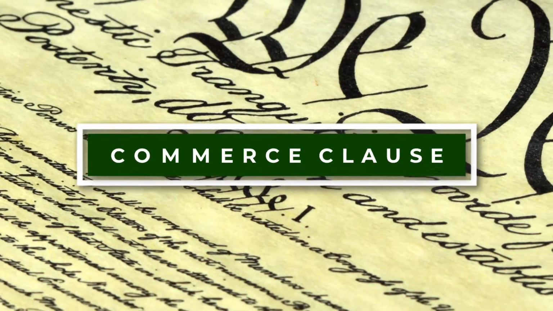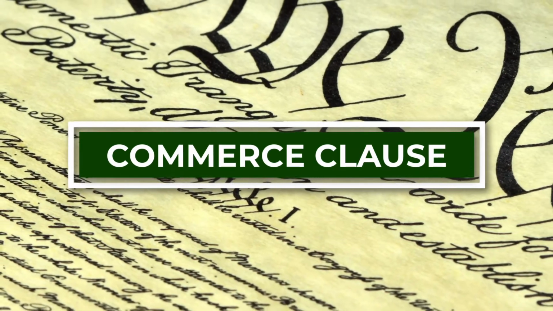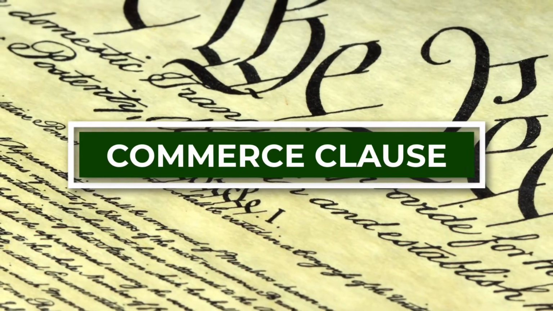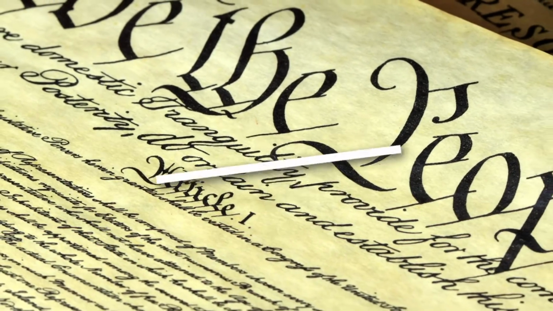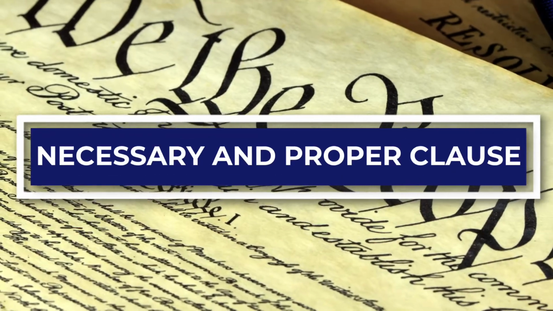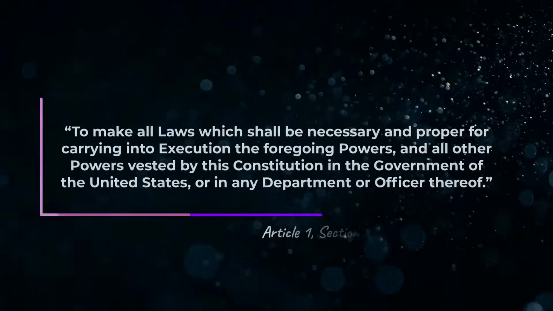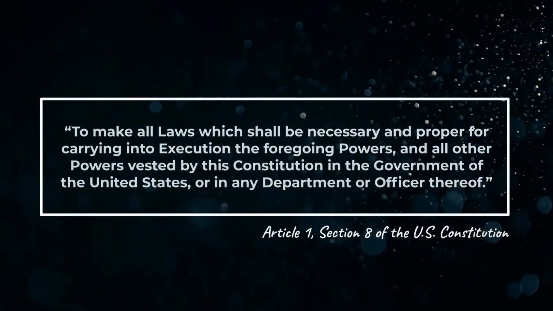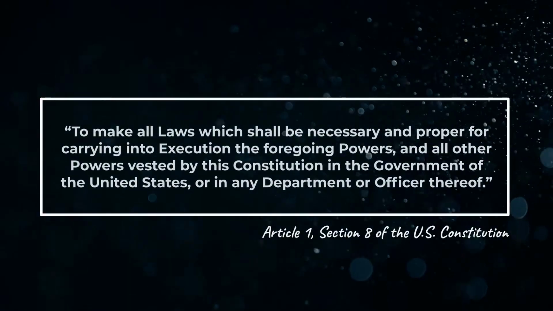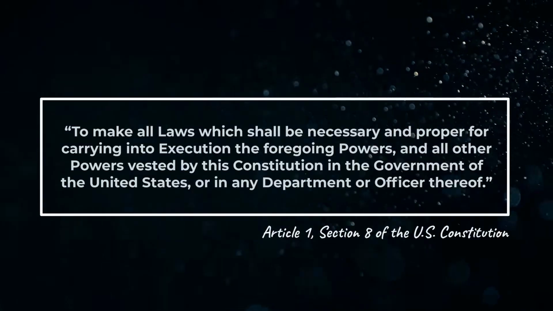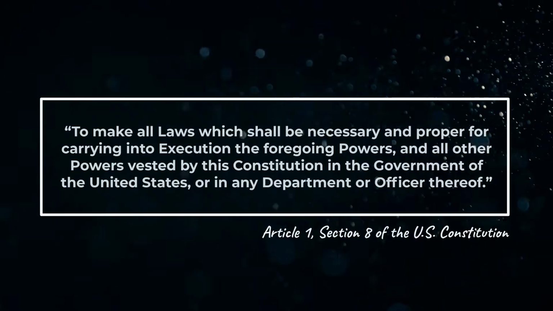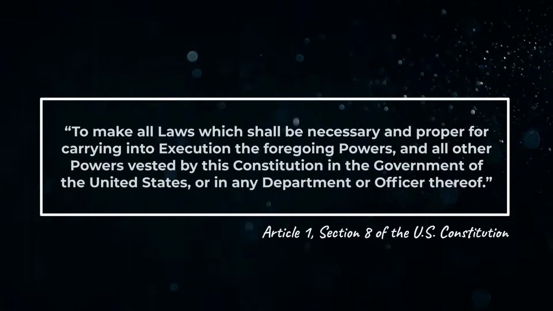The first is the Commerce Clause, which authorizes Congress to regulate interstate and international trade, and has been a foundation for federal economic and civil rights legislation. The second is the Necessary and Proper Clause, which is often called the Elastic Clause, which gives Congress the power to make all laws which shall be necessary and proper for carrying into execution the foregoing powers, and all other powers vested by this Constitution in the government of the United States or in any department or officer thereof.